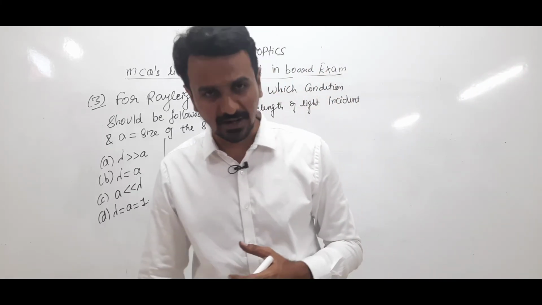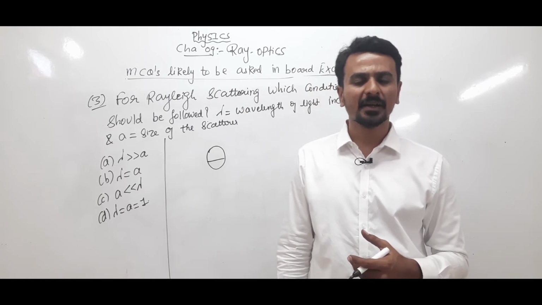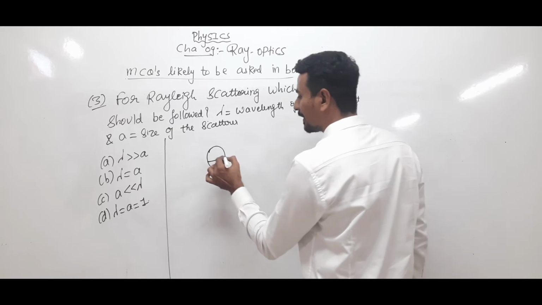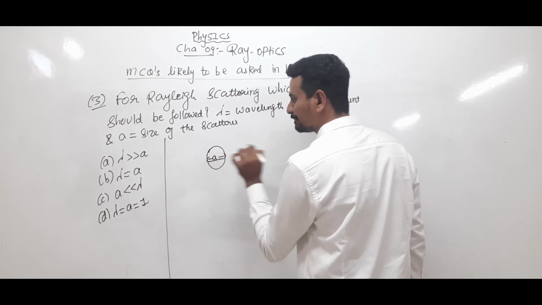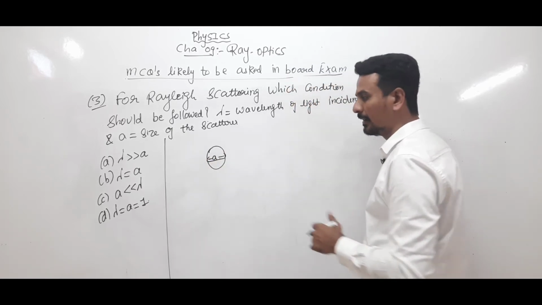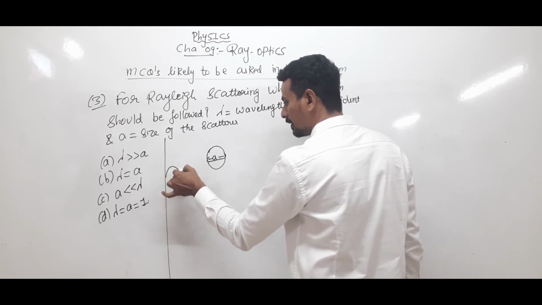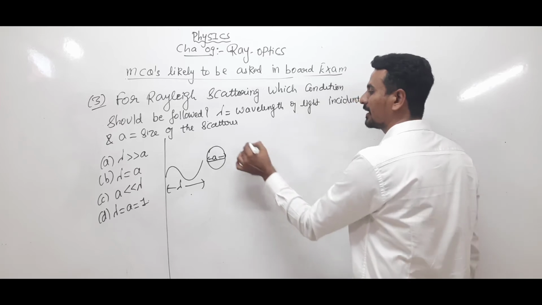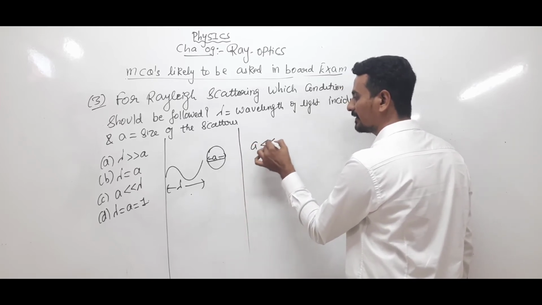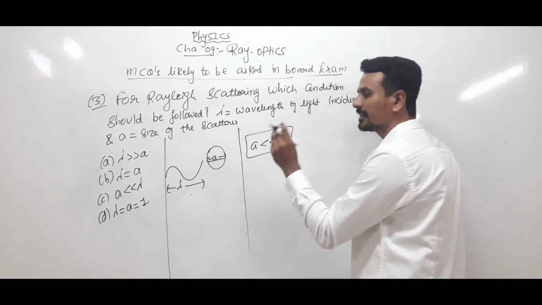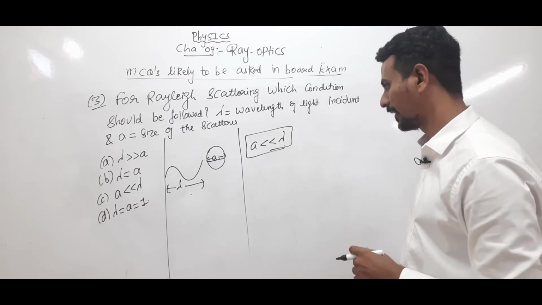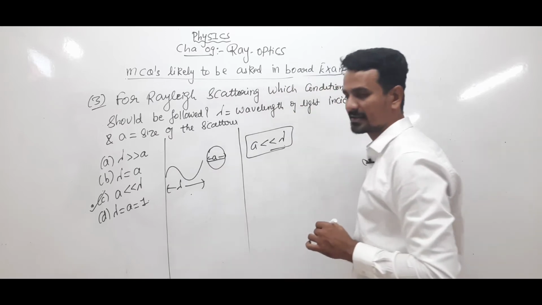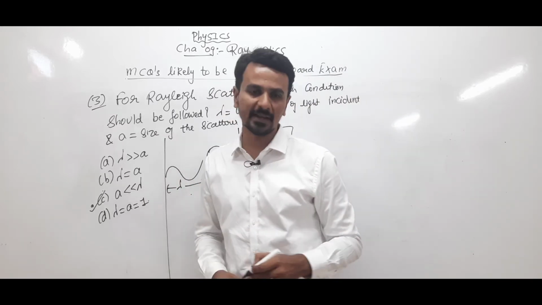If the size of the particle which scatters the light is smaller than the wavelength of incident light, that means the size of the particle, that means the diameter. So a is the size of the particle. This is quite smaller than the wavelength of incident light, right? That means when a is less than lambda, only then the type of scattering is known as Rayleigh scattering. So this is the correct condition for Rayleigh scattering. Clear? C is your correct answer. Fine. The next one.